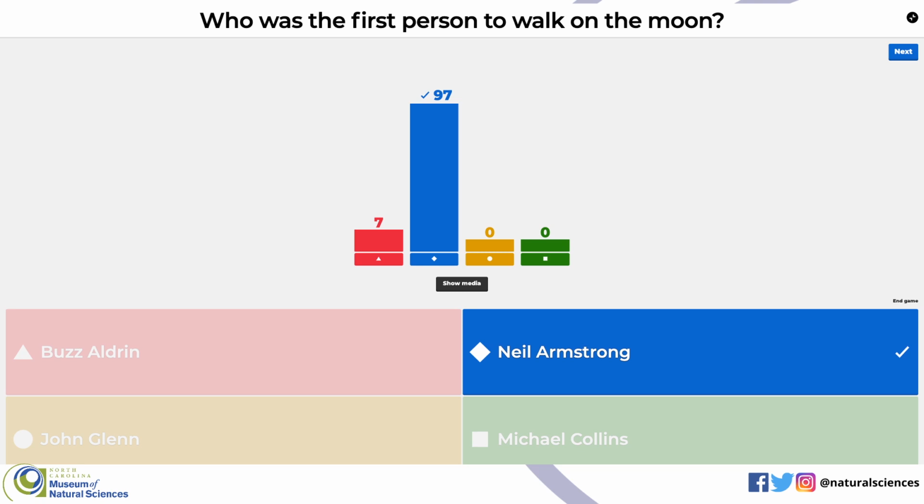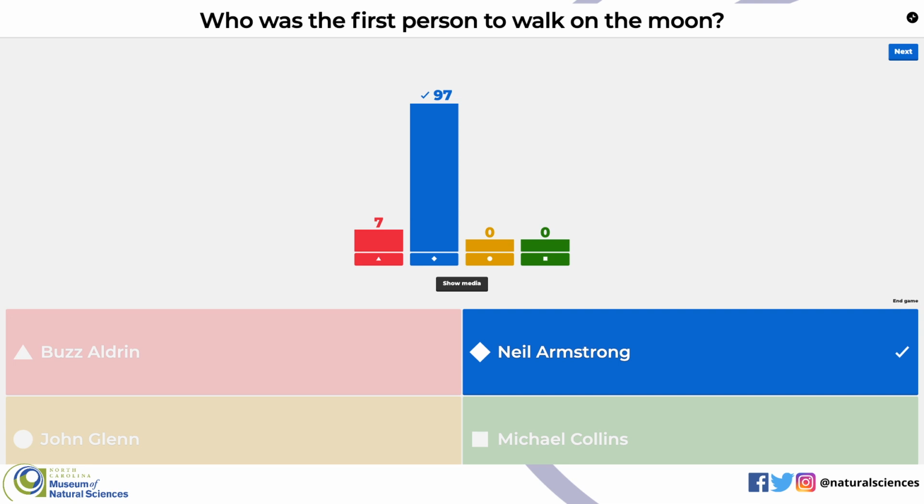97 people got this one right. Yes, I knew you could do it. Neil Armstrong. Neil Armstrong was the first person to walk on the moon. Buzz Aldrin was the second. Michael Collins did not get to walk on the moon. But those 3 astronauts, in fact, Neil, Buzz, and Michael, I think I got it right, are the 3 who were on the Apollo 11 mission. So, good guess with those 2.